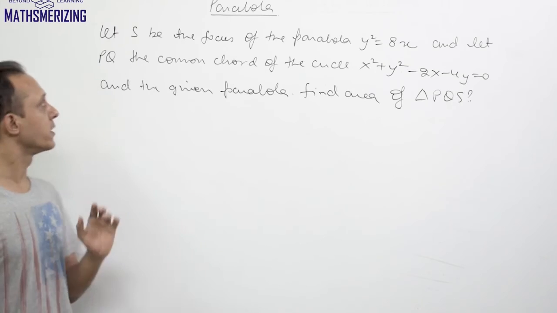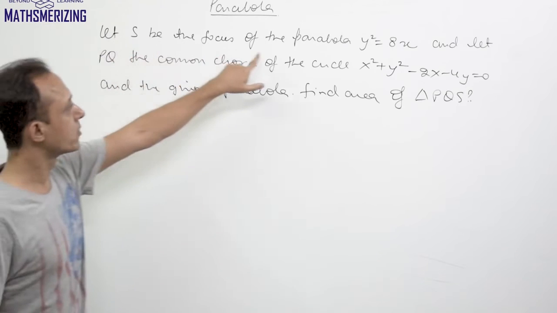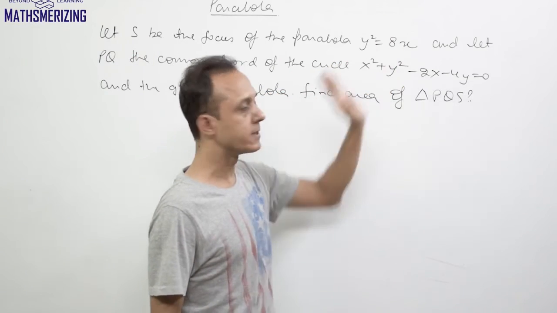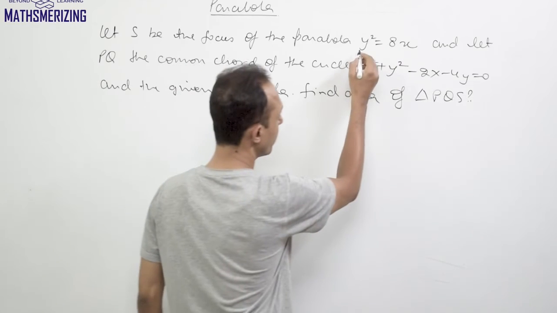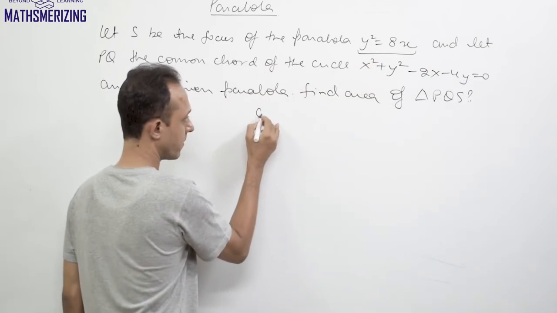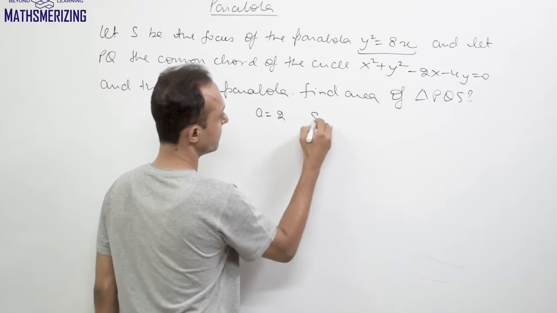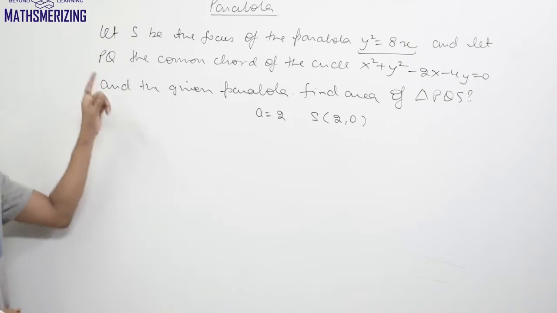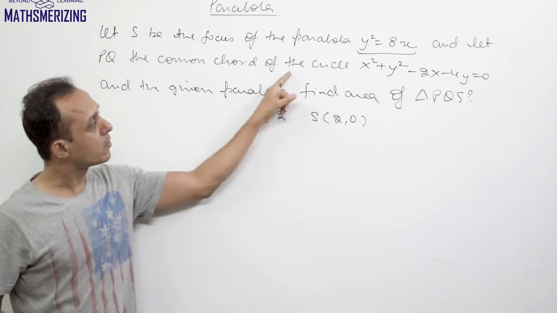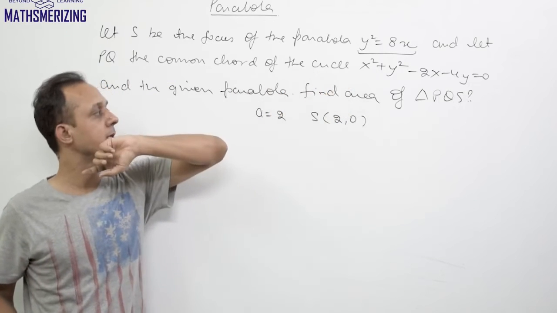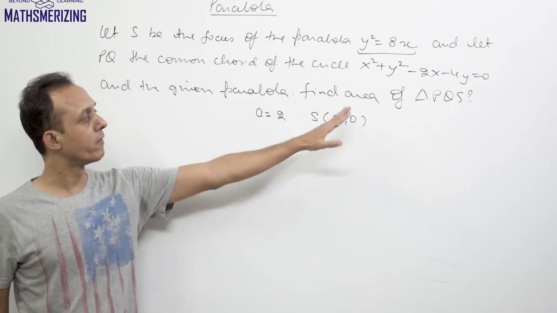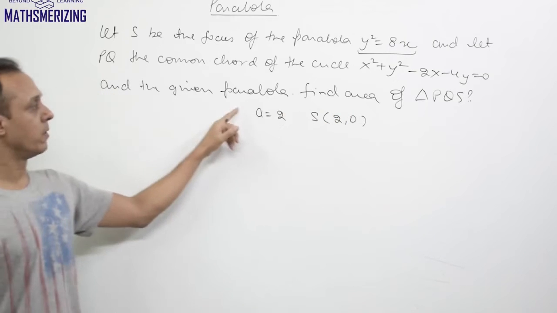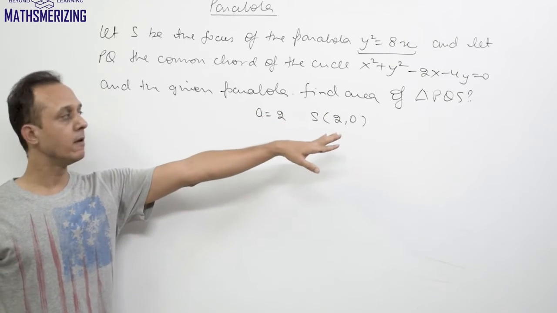So let us take another question. Let S be the focus of the parabola y square equals 8x. Now for this parabola we know the value of a is 2. That means the focus of this parabola is at (a, 0), which is (2, 0). And let PQ be the common chord of the circle x square plus y square minus 2x minus 4y equals 0 and the given parabola. We need to find the area of this triangle PQS.